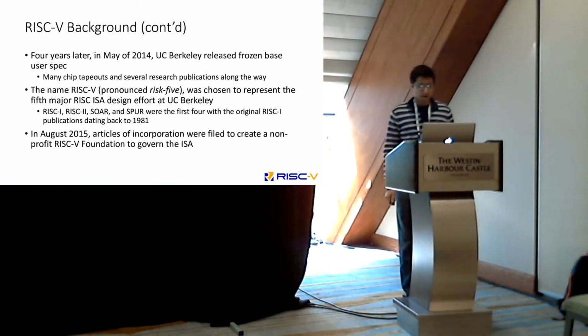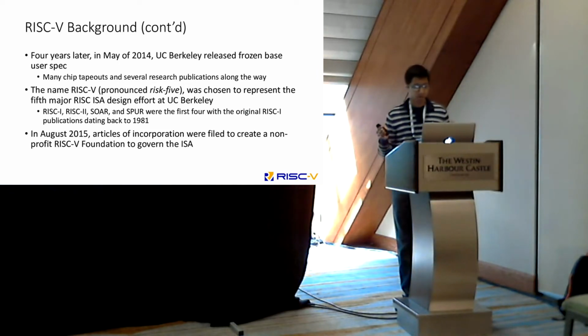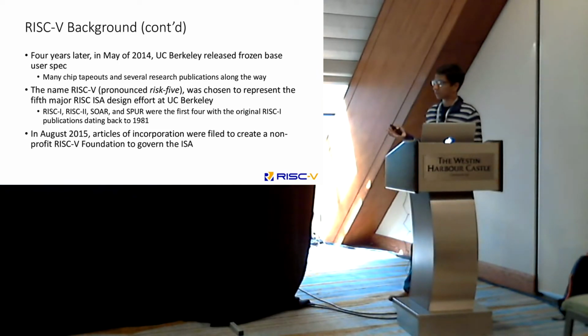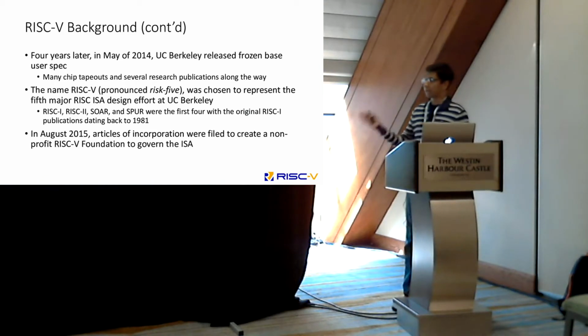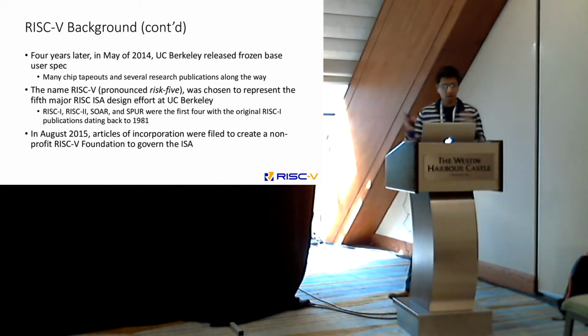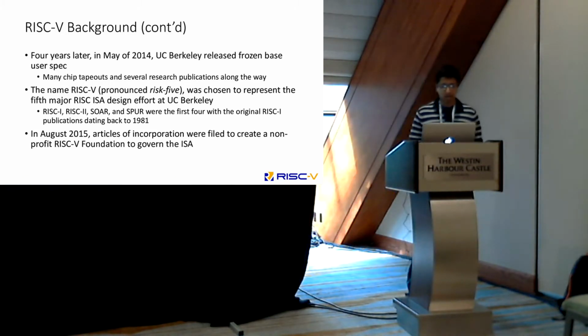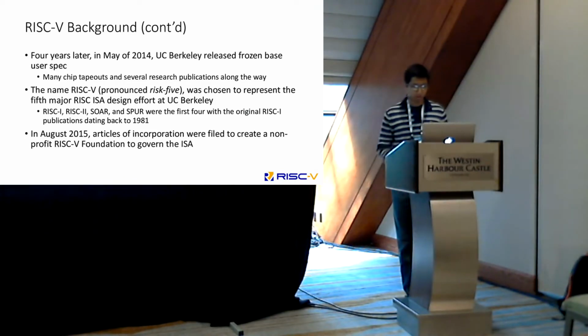The name RISC-V was chosen to represent the history of RISC design at Berkeley. So there were the original RISC publications back in 1981, and a variety of revisions of that and further developments all the way to SPUR. And a lot of these influenced architectures like SPARC, for example. So RISC-V is the fifth version of RISC coming out of Berkeley.